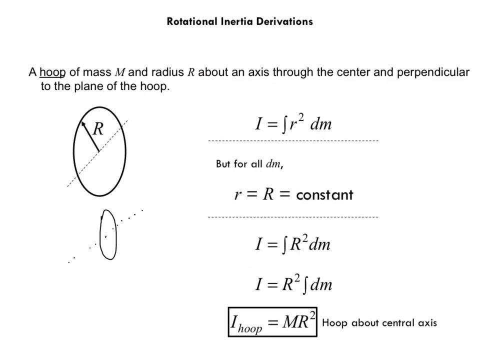Now, if we look at our equation, I is equal to the integral of r squared dm, we can see that all of our mass is actually located the same distance away from our axis of rotation at all points. So our r is going to be equal to just capital R because this is a constant. So if it is a constant, r squared, then we can pull it out of our equation, and our dm just becomes our total mass.